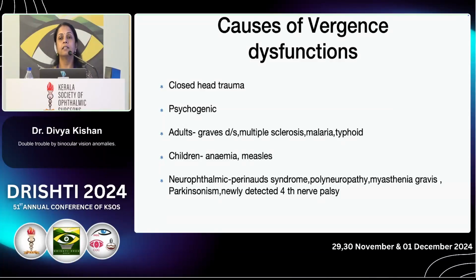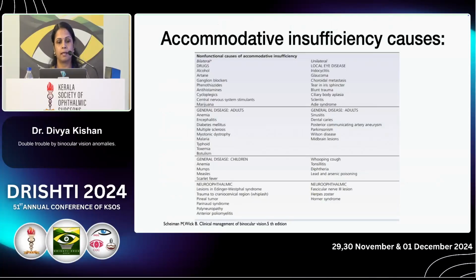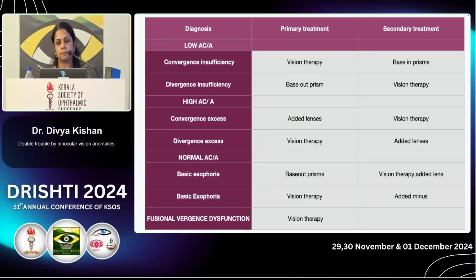Now, once you have come to the diagnosis of convergence insufficiency or the particular binocular vision abnormality, the first thing that we need to do is to rule out underlying organic causes, because some organic causes can very well present like this and simulate binocular vision abnormalities. For example, vergence dysfunctions can be seen in closed-head trauma, psychogenic causes, Graves, multiple sclerosis, anemia and measles in children, and other neuro-ophthalmic causes, and that needs to be mandatorily ruled out before we start treatment of binocular vision abnormality. Accommodative insufficiency also has a battery of causes, and all these need to be ruled out before you diagnose it.